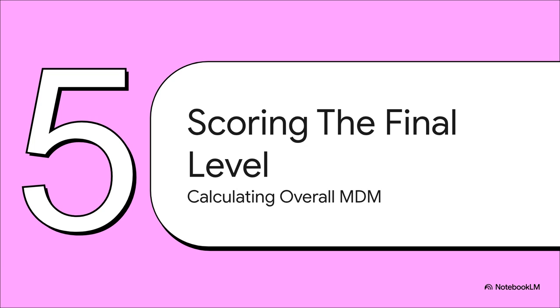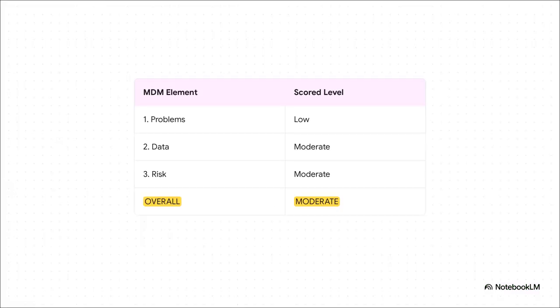Section 5. Scoring the final level. Now it's time to bring all three of our isolated elements together to calculate the final code for the encounter. Here is our final tally. Problems addressed was low, data reviewed was moderate, risk of management was moderate. To find the overall MDM, we apply our trusty 2 out of 3 rule.